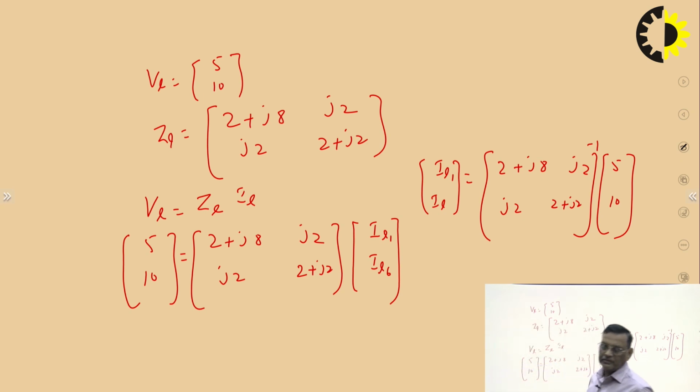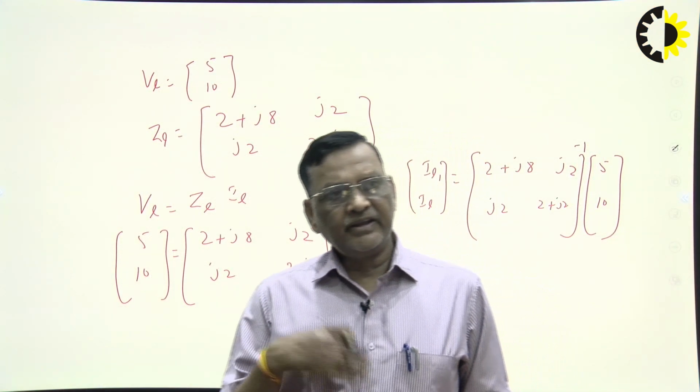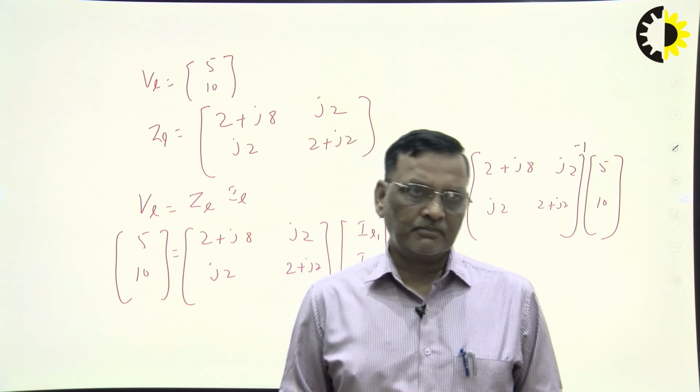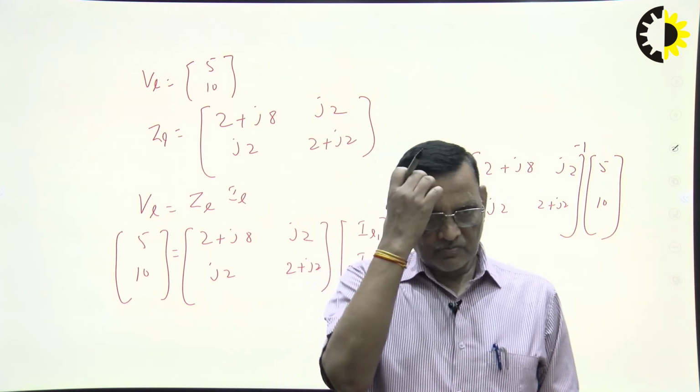Once we get the loop currents, we can get the branch currents. Once we get the branch currents, we can get the branch voltages, because the branch impedance is given. Multiplying with the branch impedance, we get the branch voltage. This way we can carry out the loop analysis of any network, whether simple or complex, using graph theory. So I am stopping here.